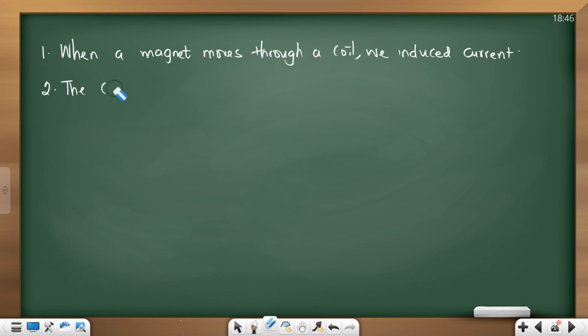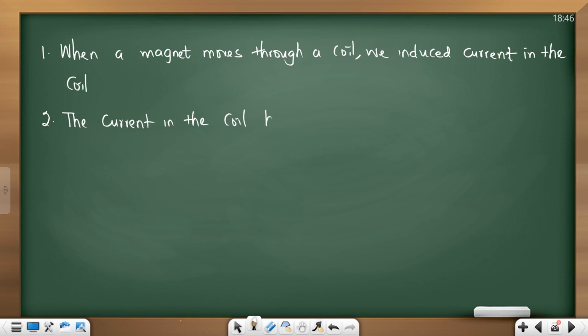Current is induced in the coil. That's very important. Current is induced in the coil, not in the magnet, in the coil. Now, the current in the coil, we go back to where we started this lesson. The current in the coil has a magnetic field around it. Do you remember where we started from? This was where we were talking about the right-hand rule.